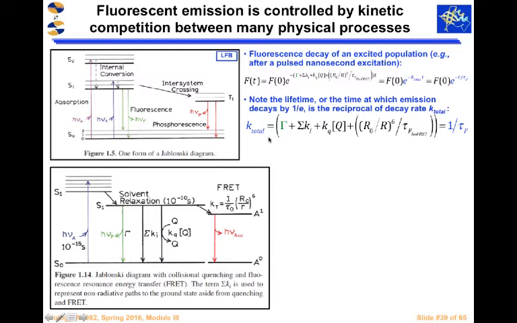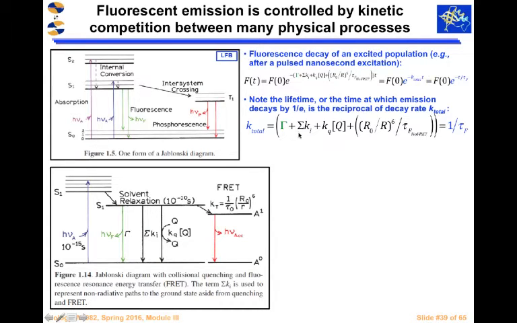So to get the total first order rate of decay, we simply sum the rate of the fluorescence emission, the rate of the other kinds of non-radiative thermal quenching, the rate of collisional quenching, if there's such a thing going on, and the rate of FRET, if there's FRET going on. So again, this is quite simple. This is a first order kinetic process. We have a single population. There are different ways for it to decay, but the total decay rate is simply the sum of all those rates.